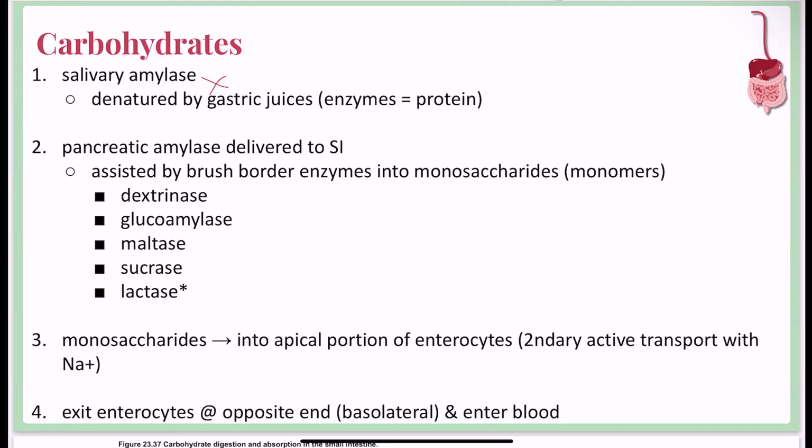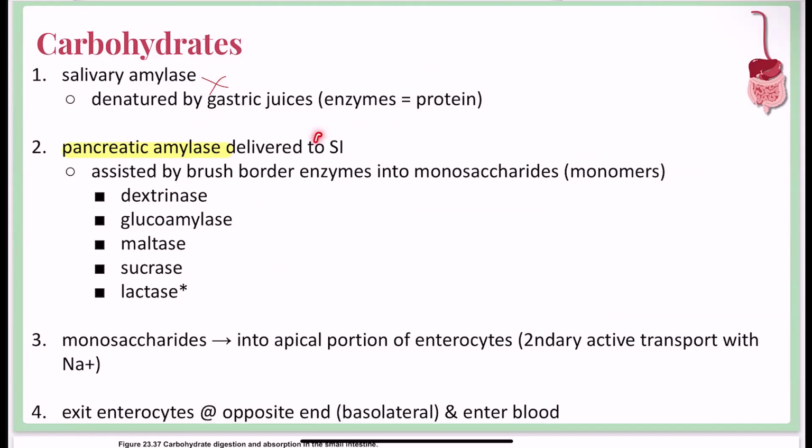And then once we get to the stomach, we'll pause for a minute. And then the stomach does its thing. While we're in the stomach, we digest some proteins, do some other stuff. But the next time we see amylase is in the pancreas, pancreatic amylase.